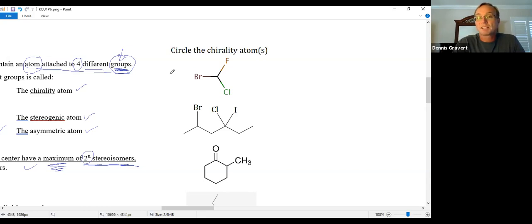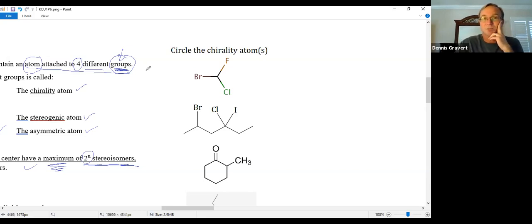Try and find a plane of symmetry if you want to go back and do that other test. There's no way to cut this in half so that it's exactly symmetrical. Right? If I cut it this way, horizontally, the F and the chlorine are different. So it's already failing the internal mirror plane. It's probably chiral.